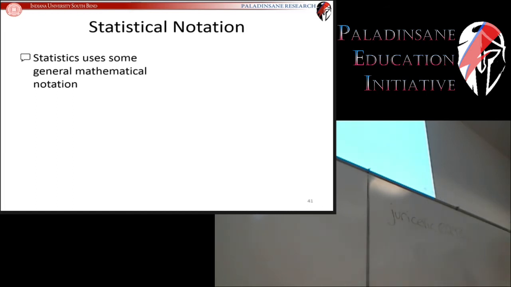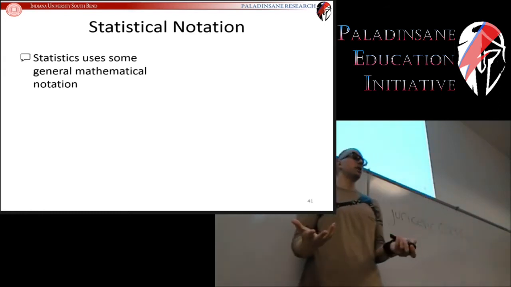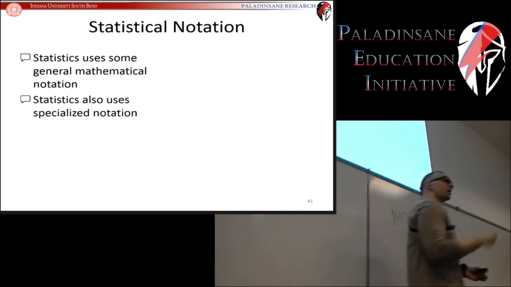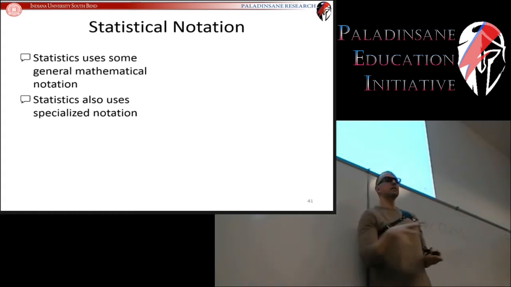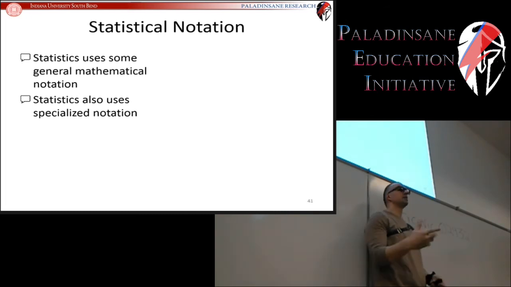And many of these come from math. Many of these notations you've already been using. So addition, subtraction, equals, those types of notations. However, it also has some specialized notation. There are some moves that are done in statistics so often and are so important that they got their own little special symbols so that you can recognize their importance and know what to do.